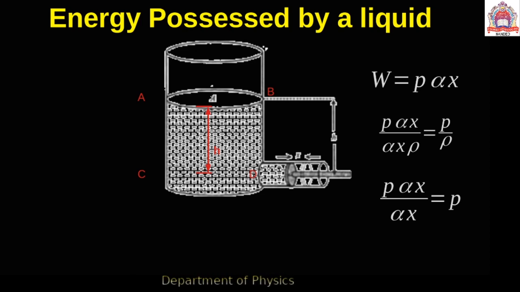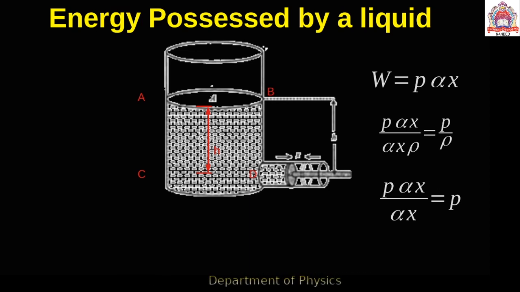Then the potential energy. The liquid possesses potential energy by virtue of its position. Thus, if mass m is situated at the mean height h above some reference horizontal level, its potential energy will be mgh. Hence, the potential energy per unit mass is gh, and potential energy per unit volume is rho gh.